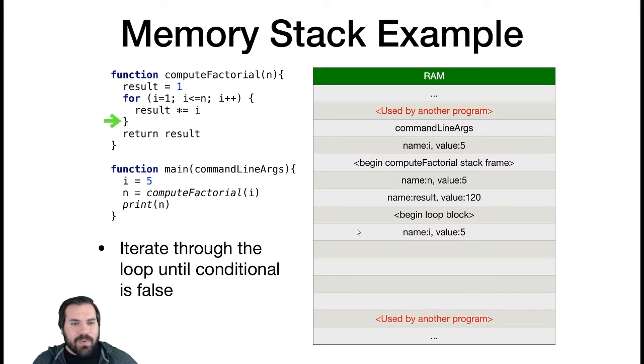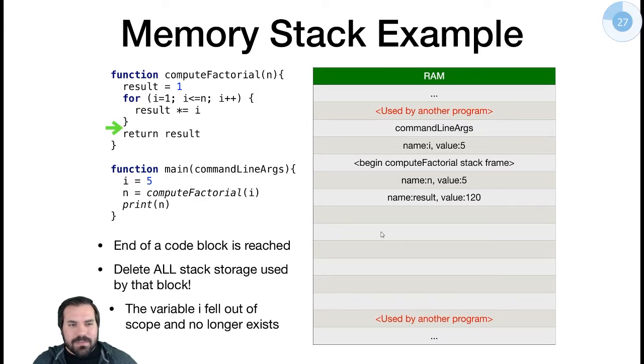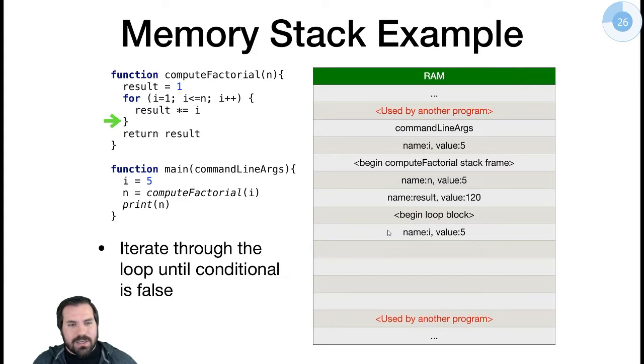We're going to run the loop one more time, actually. So I is 5, and then we're going to increment I once. It's going to be 6. We're going to check the conditional. It'll be false, so our loop is going to end. And we're going to go to the end of this execution.